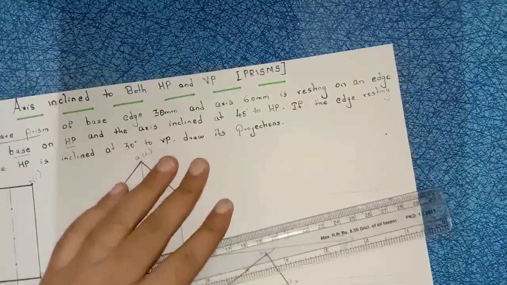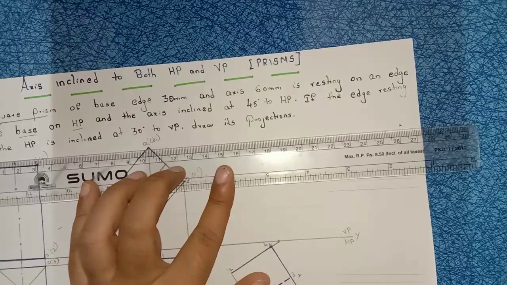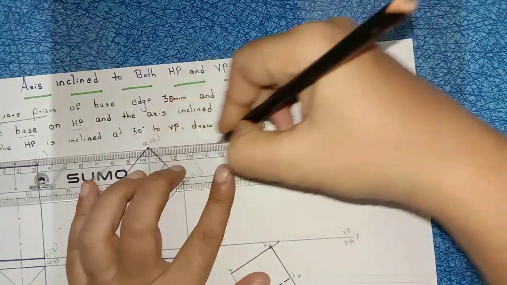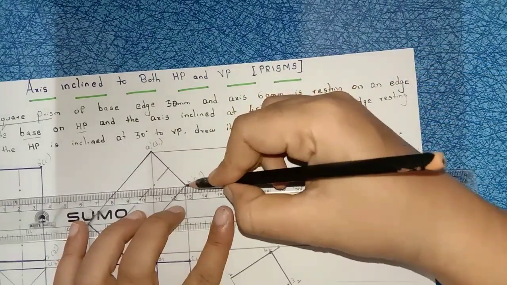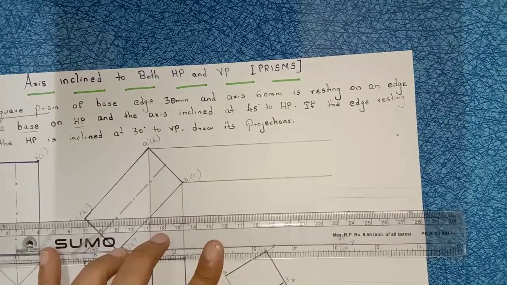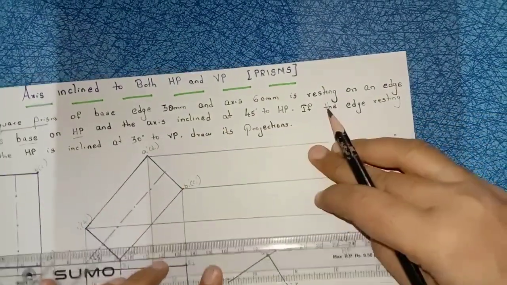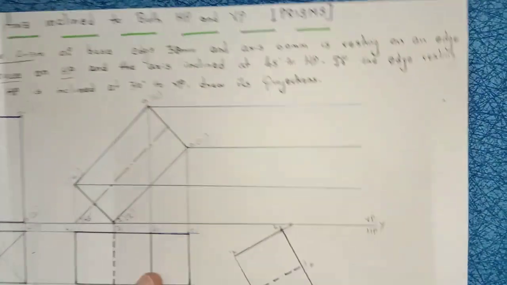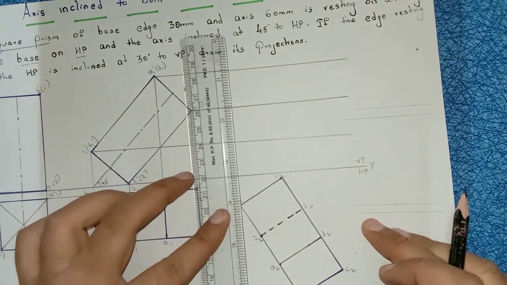So in order to construct the sixth step here, from every corner of the prism, I will draw the projectional lines of any length. Right, now the same process from 1 to 1, 2 to 2. So let us see how we will construct.